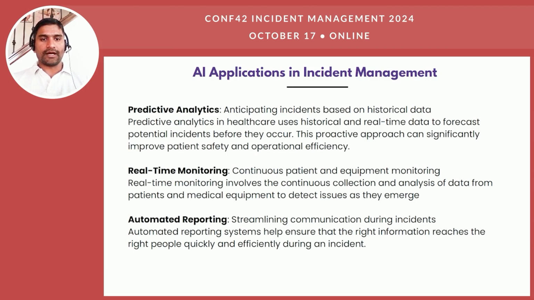And the last one, automated reporting. These systems leverage AI to streamline the communication of critical information during incidents. These systems ensure that relevant data reaches appropriate stakeholders quickly and effectively. The benefits could include rapid information dissemination, standardization of reports, and enhanced collaboration.